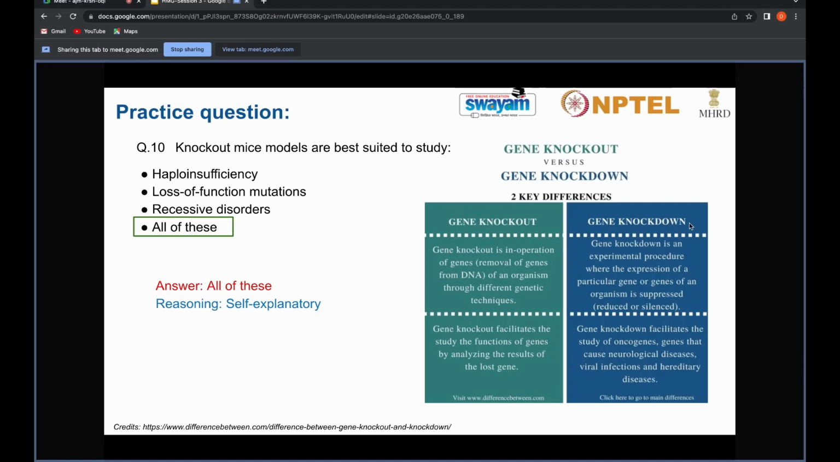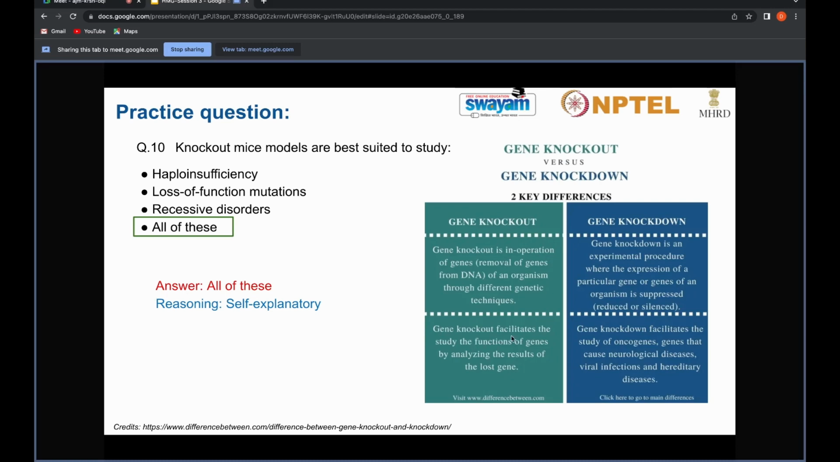But what does gene knockdown mean? Gene knockdown is an experimental procedure where the expression of a particular gene or genes of an organism is suppressed, reduced, or silenced. Whenever we are trying to silence the expression of the gene by the effect of some other agents or proteins or some experimental procedure, that is known as knockdown. But knockout means knock out. That means you are just removing that gene from the organism.